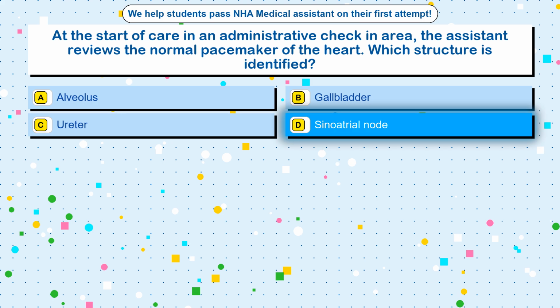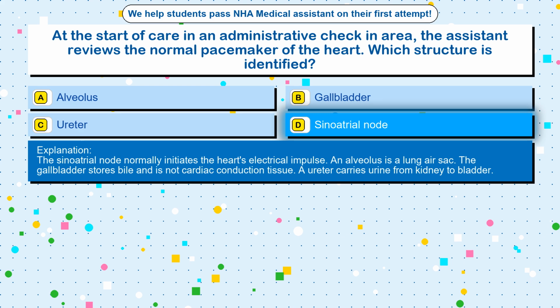Sinoatrial node. The sinoatrial node normally initiates the heart's electrical impulse. An alveolus is a lung air sac. The gallbladder stores bile and is not cardiac conduction tissue. A ureter carries urine from kidney to bladder.